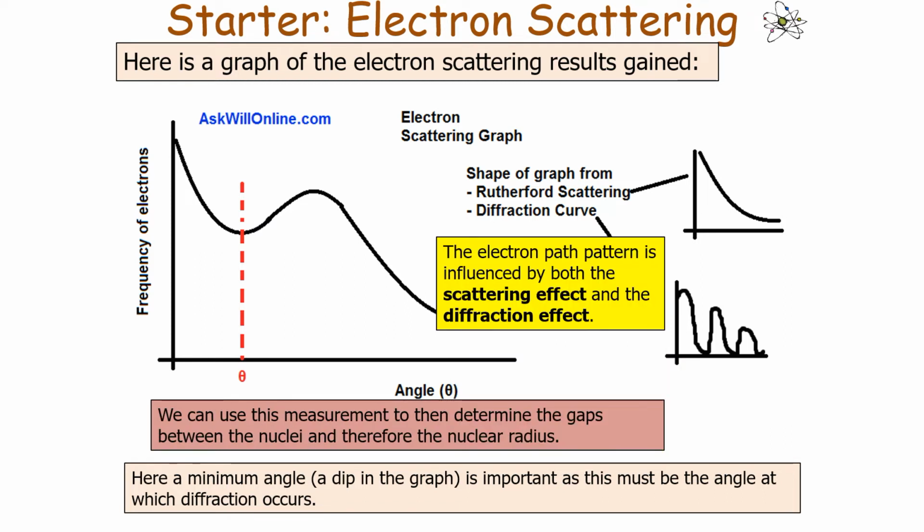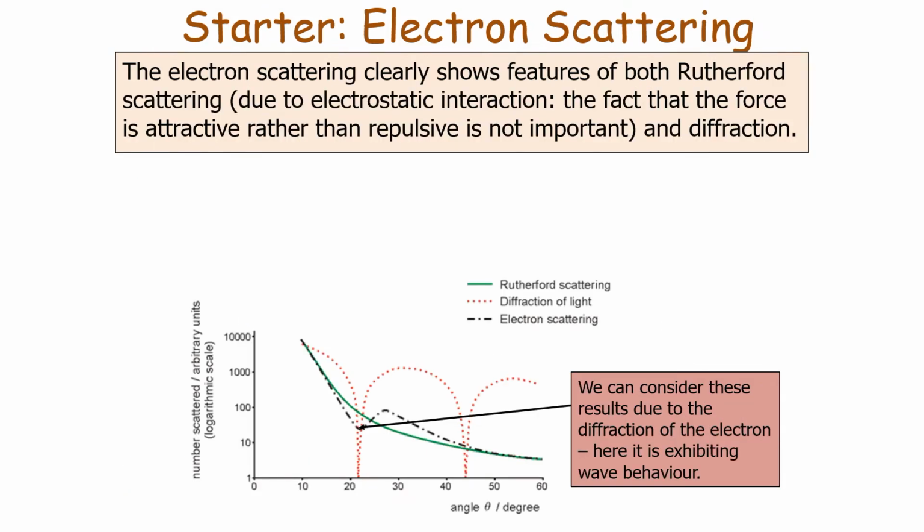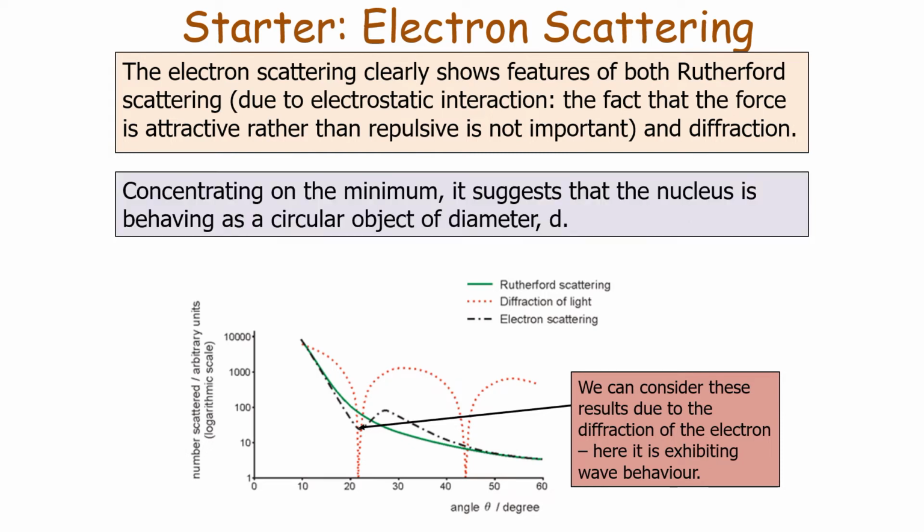So we can use this measurement to then determine the gaps between the nuclei and therefore get a value for our nuclear radius. Please do remember that this overall pattern is a combination of both the diffraction due to the de Broglie wavelength and also the Rutherford scattering. So the electron scattering clearly shows features of both Rutherford scattering, due to the electrostatic interaction, and diffraction. Considering these results, due to the diffraction of the electron it must be exhibiting wave behavior. So if we concentrate on the minimum we pointed out earlier, it suggests that the nucleus is behaving as a circular object of diameter d.